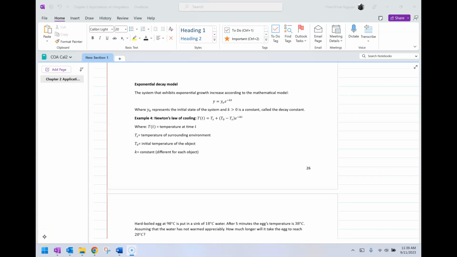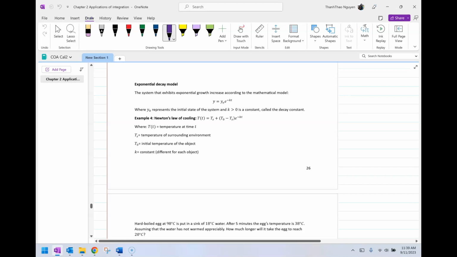Exponential decay model. The system that exhibits exponential growth increase according to the mathematical model. Okay, so there's a typo here. The system that exhibits exponential decay according to the mathematical model y equals y naught times e to the negative kt, where y naught represents the initial state of the system and k greater than 0 is a constant. It's called the decay constant.